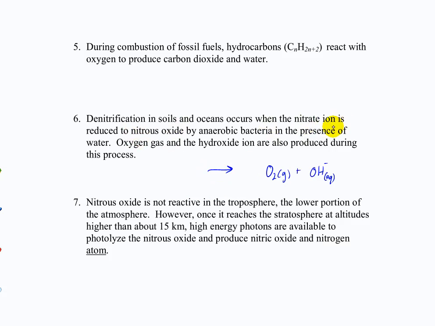And what else is produced? Well, the nitrate ion is reduced to nitrous oxide. So the nitrate ion, what's the formula for nitrous oxide? You know that one? It's N2O. And that's a gas. And what else is happening? The nitrate ion is reduced to nitrous oxide by anaerobic bacteria in the presence of water. So there's going to be some water here too. Okay, see if you can balance this one, and then we'll talk about it.